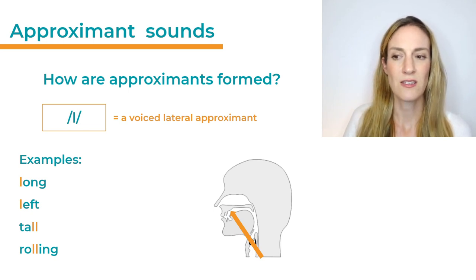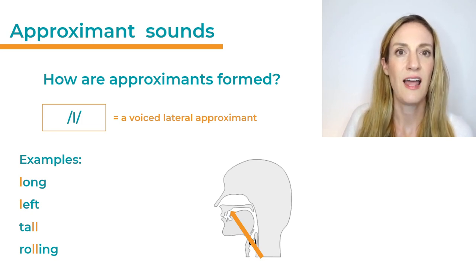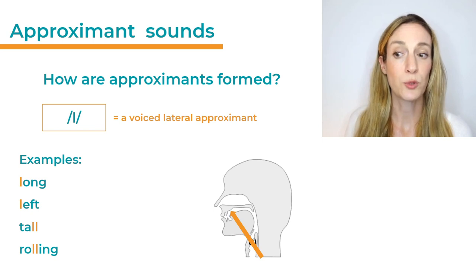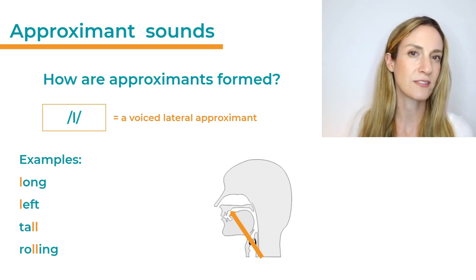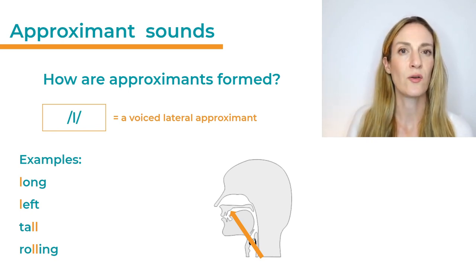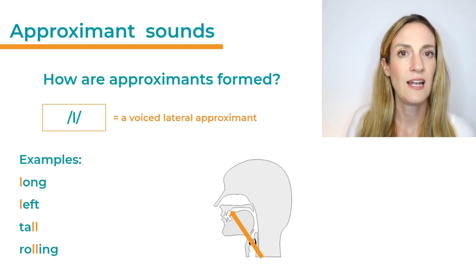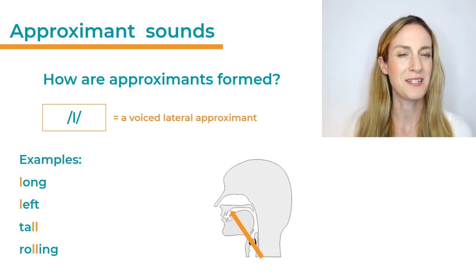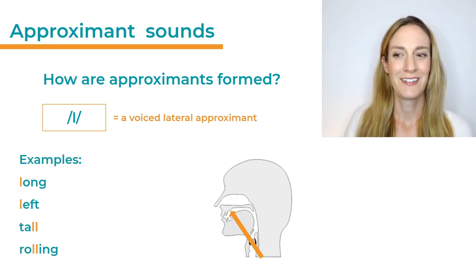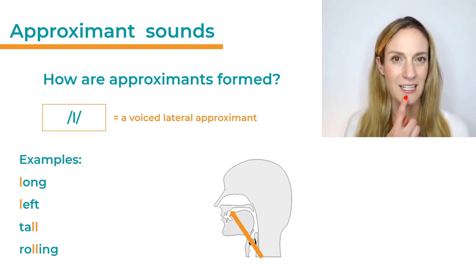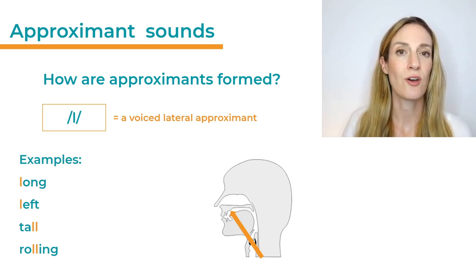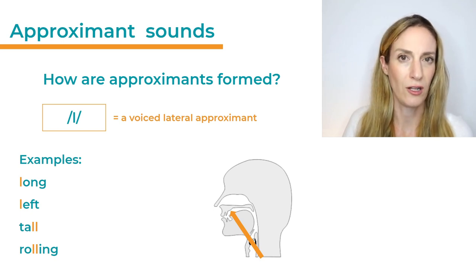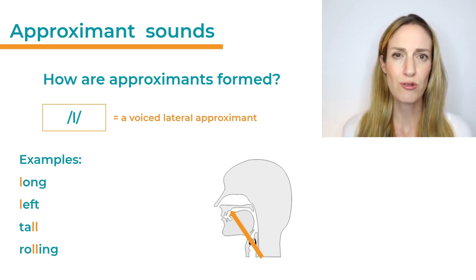rolling. So the first two words have L at the start, long, left. And I would suggest you practice those first if you find L difficult or you can't really hear the difference between L and R. So long, left. You can also exaggerate a bit and say it louder and longer. Long, left. And really make sure there's proper contact here. And then we put it at the end of the word, tall, tall. L. So here the L is at the end, is a bit shorter maybe.